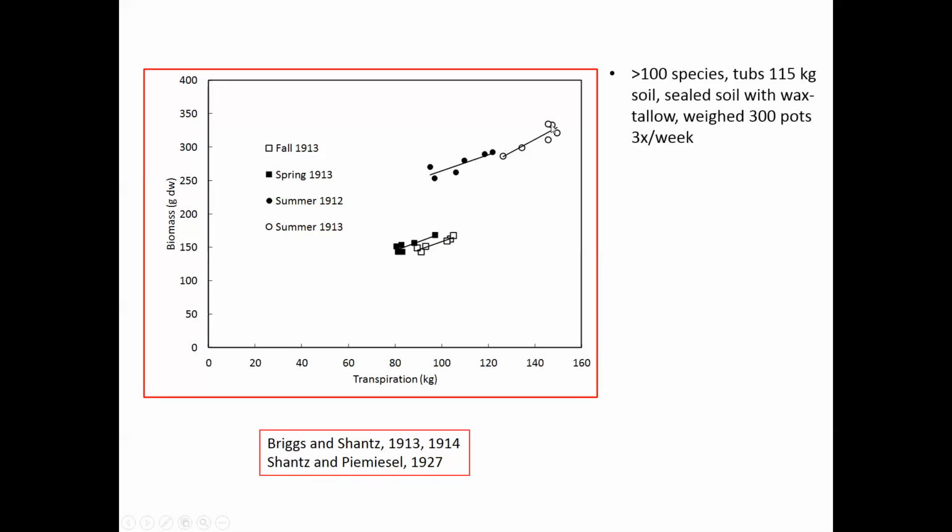accumulation and transpiration. I want to talk a little bit about Briggs and Shantz and what they did, because it was remarkable work and incredibly extensive. They looked at over 100 species of plants in potted studies, and what they called potted studies were actually tubs that had 115 kilograms of soil per tub. These were sealed at the soil surface with a wax tallow mixture to prevent evaporation from the soil surface, so they were actually just looking at transpiration. And at the peak, they were weighing about 300 pots 3 times a week using this rather elaborate system.